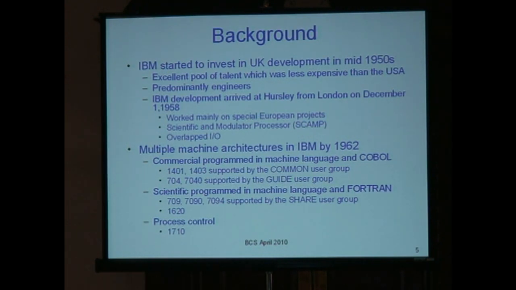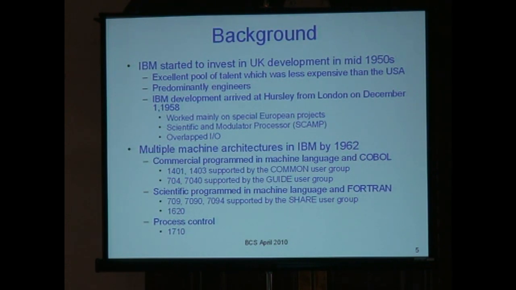So, as I said, IBM moved into Hursley 1st of December 1958. Now, the original bunch of people that actually were employed by IBM for this were all Cambridge people. So they looked for a place in the Fenlands, but they couldn't find one, so they went down to Hursley.